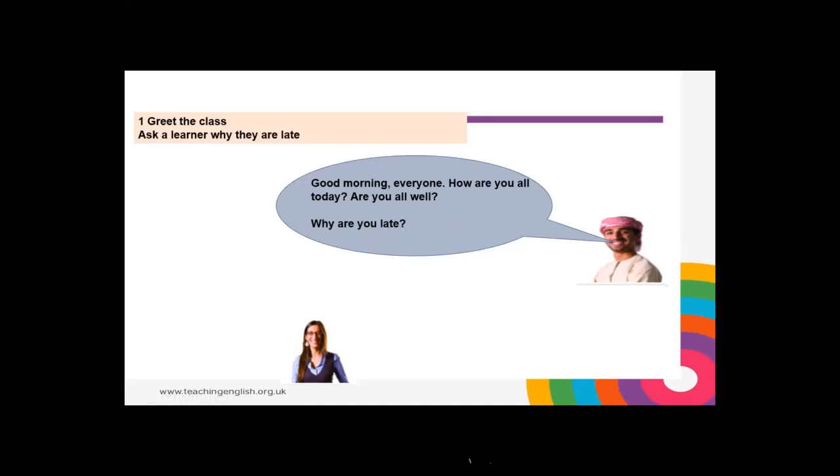The word "late". Adjective. Why? It's an adjective. Excellent. Most of the teachers think this is a verb, but it's an adjective. Remember, when we use a question with the verb to be, we should say it with rising intonation, and we are going to say, "Why are you late?"